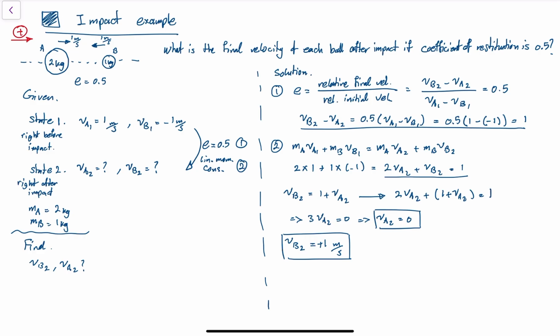Okay, this is an example on impact and how you can use the known information about the coefficient of restitution to find velocities after impact. And yeah, I leave it here.